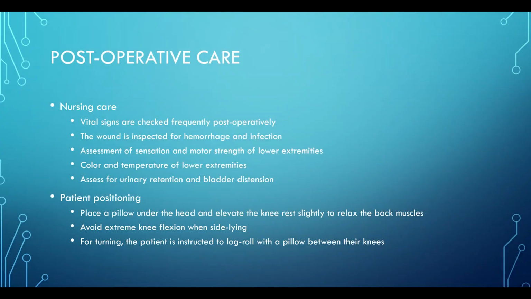Post-operatively, the nurse is responsible to ensure that vital signs are checked frequently, the wound is inspected for hemorrhage and infection, assessment of sensation and motor strength of lower extremities, color and temperature of lower extremities, assessed for urinary retention and bladder distension. The nurse is also responsible for patient positioning. The nurse will place a pillow under the head and elevate the knee rest slightly to relax the back muscles. Avoid extreme knee flexion when side lying. For turning, the patient is instructed to log roll with the pillow between their knees.